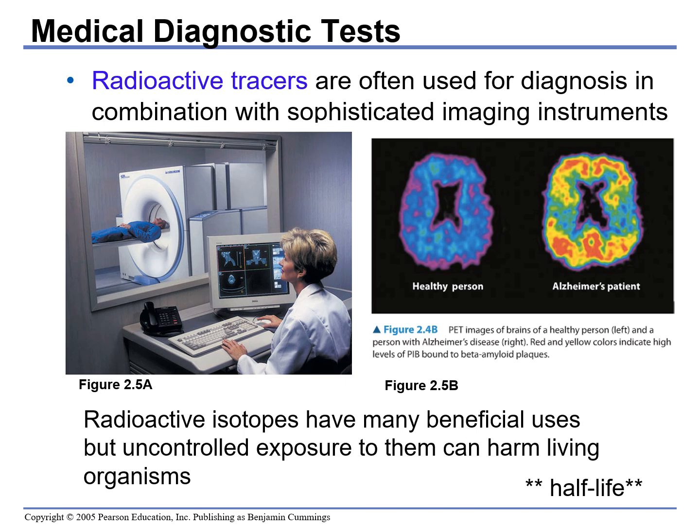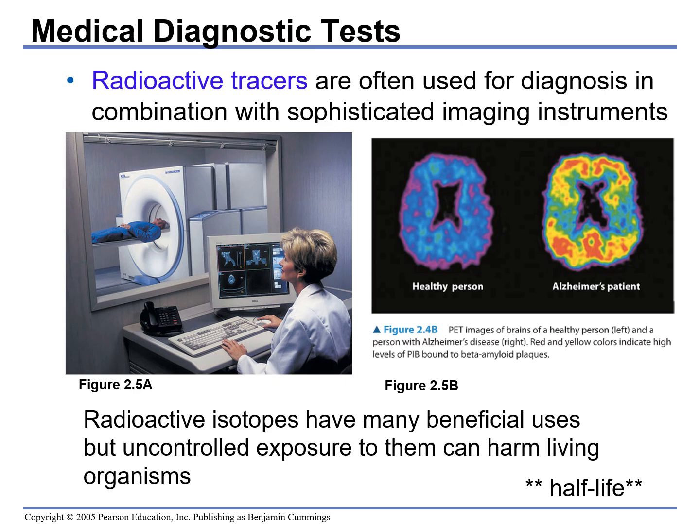So the PET image of brains of a healthy person toward the left and a person with Alzheimer's disease toward the right, and they have red and yellow colors indicating the high levels of PIB bound to beta amyloid plaques, which are the plaques that destroy the brain. If you're very interested in Alzheimer's, we have a separate video about that, and the link can be found in the description box below.